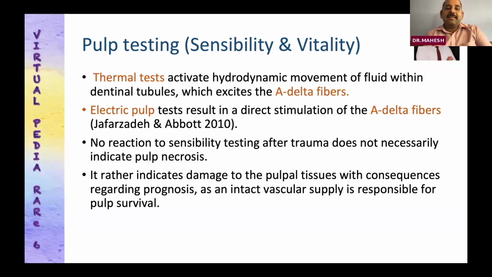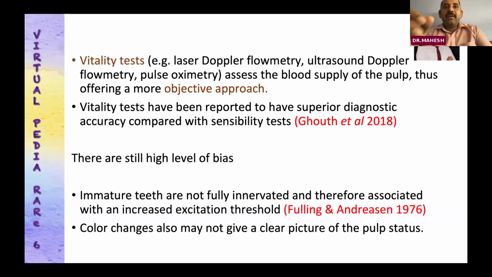But these two, thermal testing, either hot or cold, or electric pulp testers, are not very reliable in very young children, because the response from the children may not be reliable. So we have other vitality testing methods, such as the blood flow of the pulp using laser Doppler flowmetry, which is much more reliable than sensibility testing. The sensibility testing can give you an indication that the pulp is damaged, so it may or may not go on to necrosis.